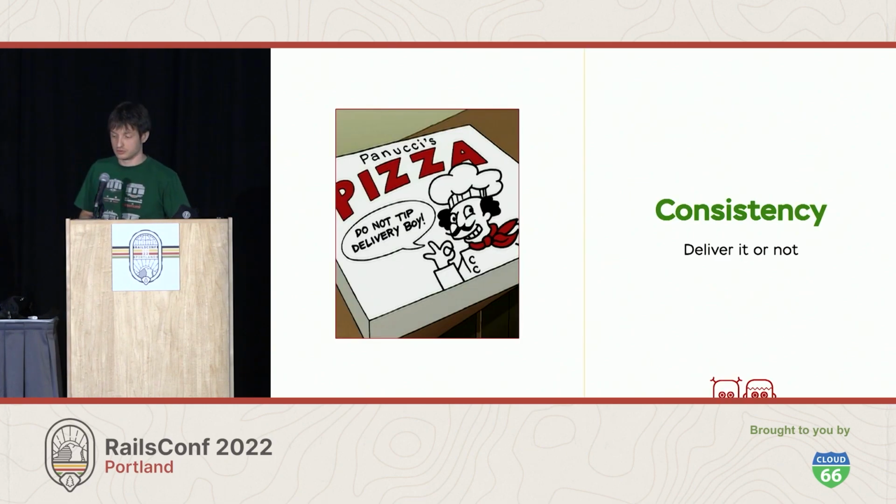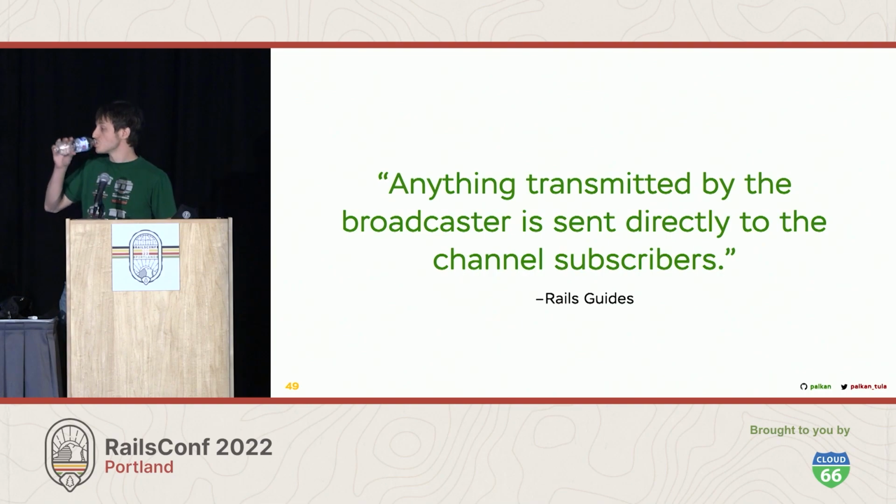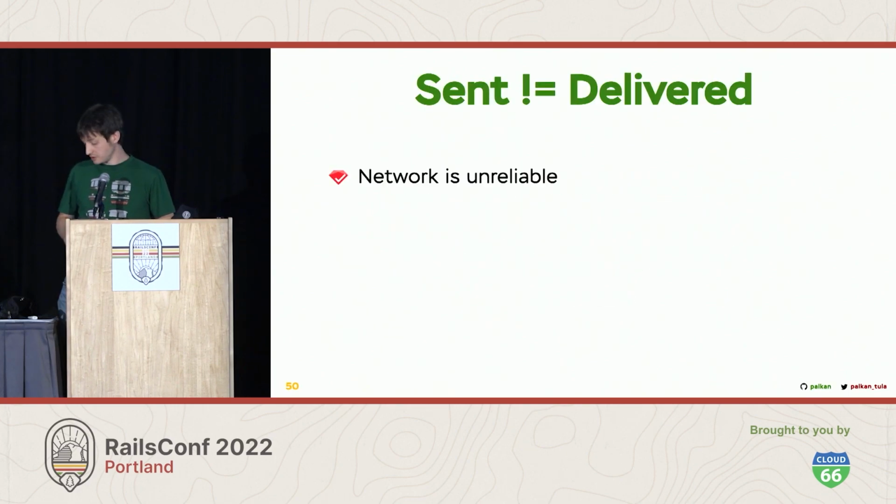Okay, let's move on to a more interesting part, consistency or delivery guarantees. Action Cable states that any data is transmitted to connected clients. It's sent directly to all the subscribers. The thing is, sent is not delivered. That's the difference, especially when the network is unreliable.